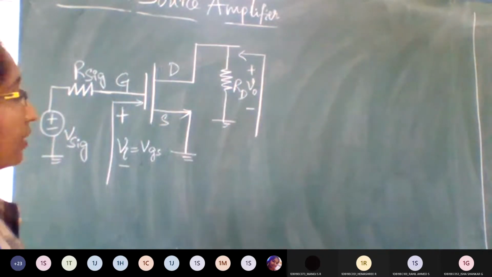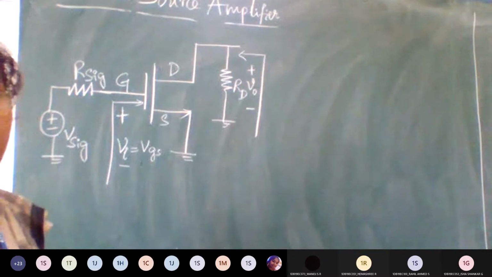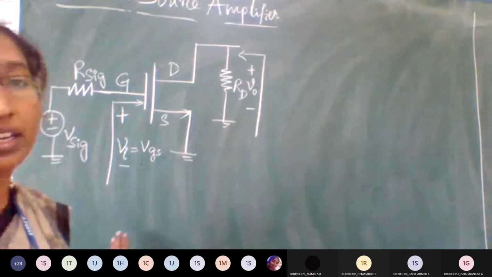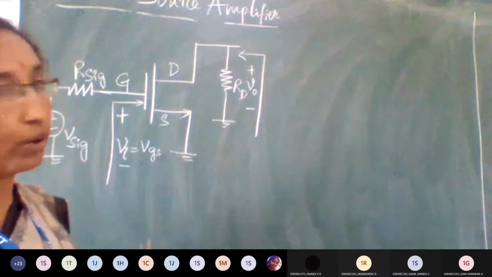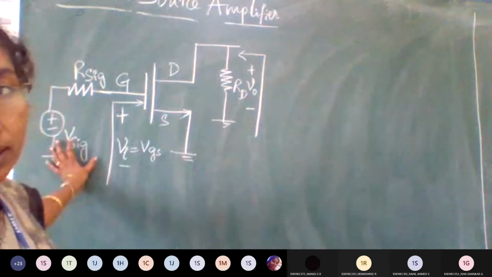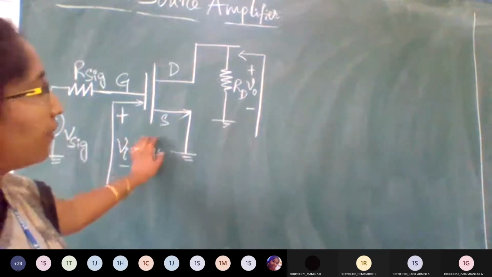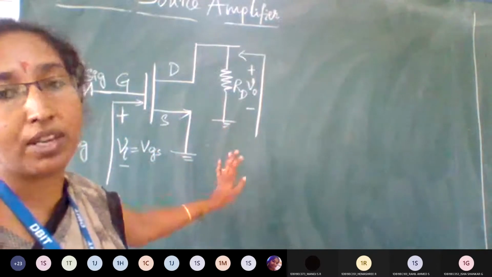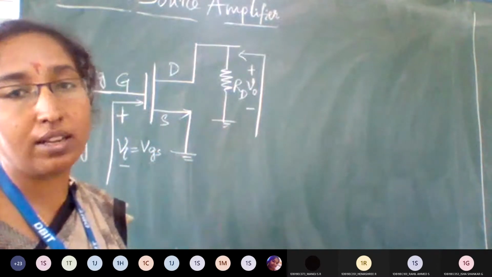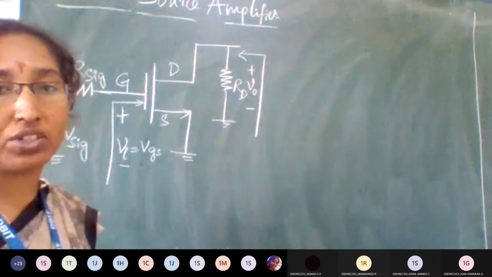This is a very simple circuit. You have to remember that we have not implemented any biasing circuit. Biasing is not included here. Only the AC signal is given between the gate and the source, and we are going to measure the output across the drain to know how much amplification has happened, how much the signal strength has amplified.